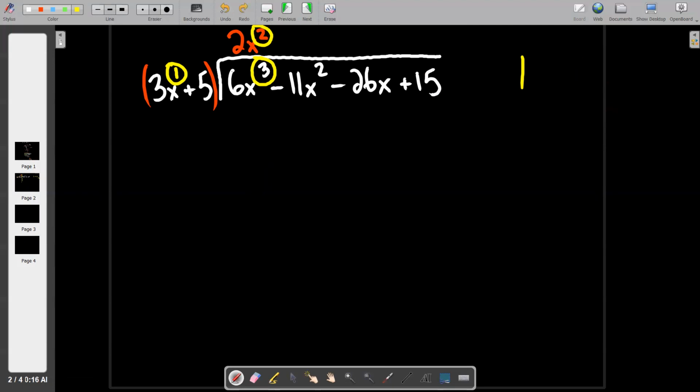So now it's time to do the distribution. That's the multiplication part of the algorithm. Apparently it won't let me go back anymore. So here we go. We're going to take the 2x squared and we're going to multiply it through the red parentheses. What do we get? There you go.